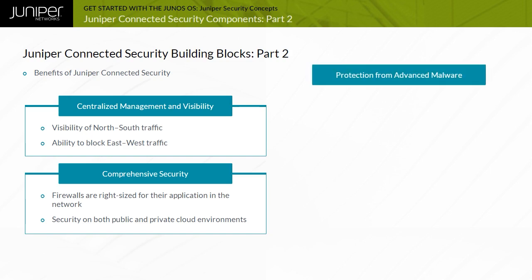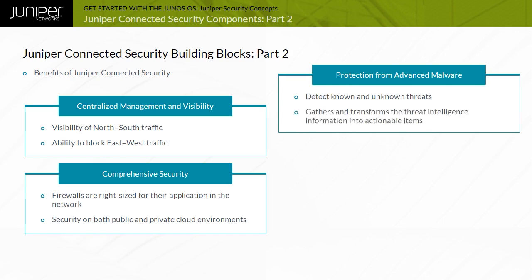Protection from advanced malware. Elements of the Juniper Connected Security solution, or JATP Cloud integrated with SRX or vSRX and JATP appliance, automatically detect known and unknown threats. The Juniper Connected Security platform gathers and transforms the threat intelligence information into actionable items for the various enforcement points, such as blocking or quarantining those threats at the network layer to prevent further propagation.